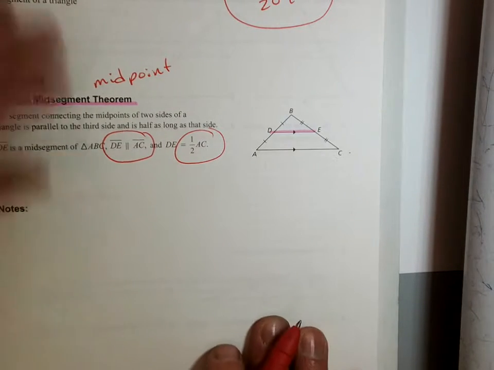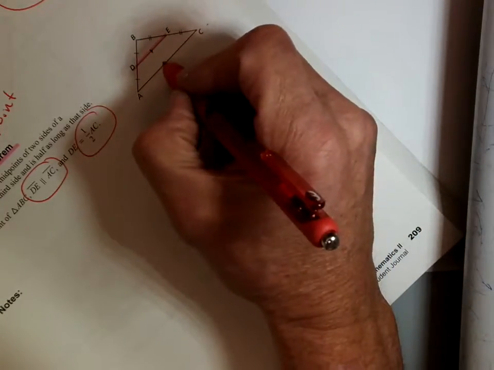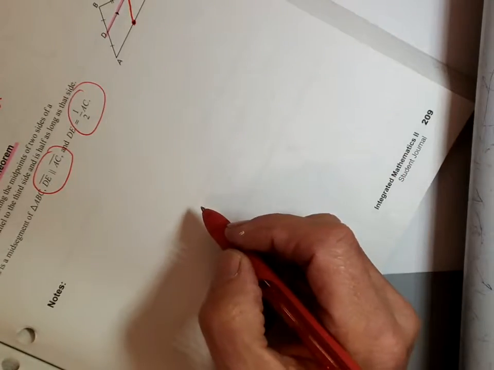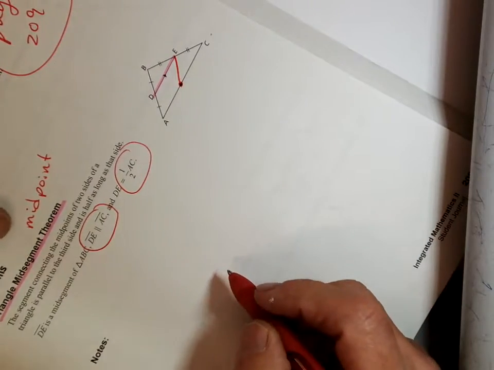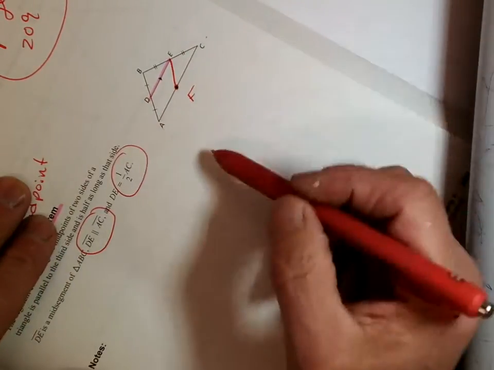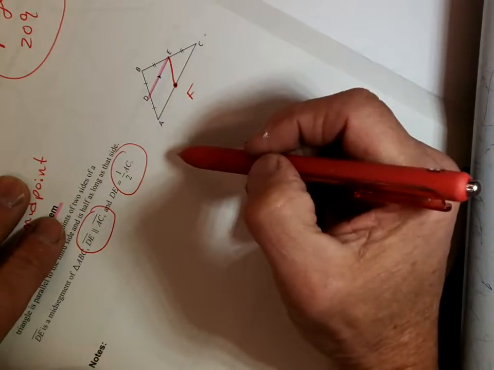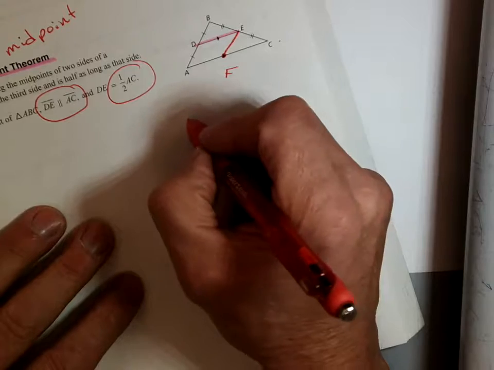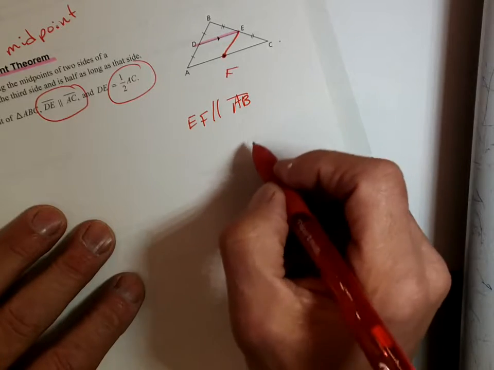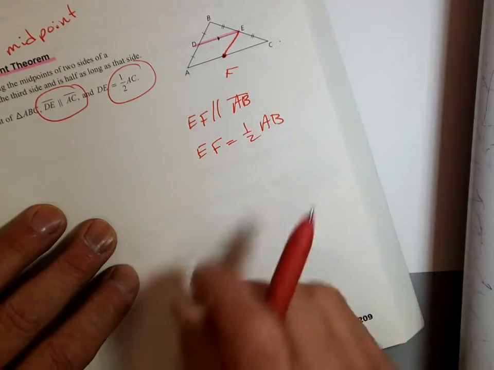So, on this triangle, they didn't draw the others, but you could turn the paper around, right? And I could draw in another mid-segment right there. I'm eyeballing it. Let's call this F. So I know that EF would be parallel to AB. So I can say, if it's a mid-segment, EF is parallel to AB. And I know that EF is 1/2 the length of AB, because it's a mid-segment.